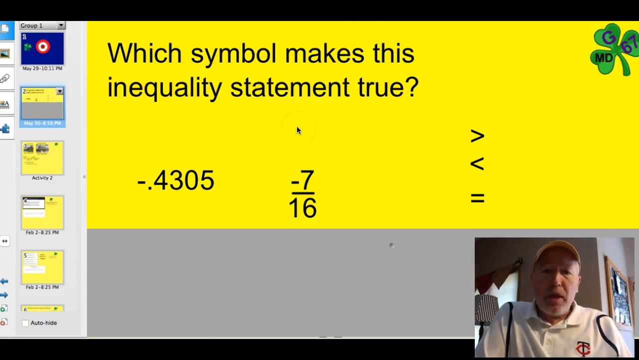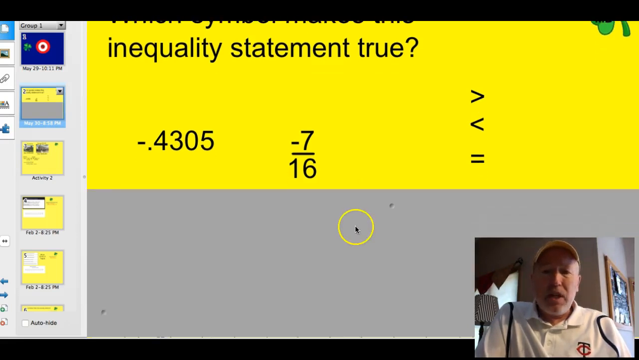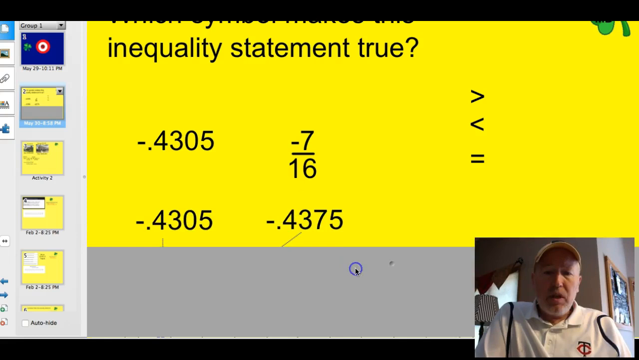So which symbol makes this inequality true? We got negative 0.4305 and we got negative 7/16. Yikes. Well, the first thing I do is I just change these into decimals. And so this one as a decimal is negative 43.05, just like it's written. And this one, when you convert 7 divided by 16, you're going to get 43.75, and then you add the negative, because the whole thing is negative, not just the numerator, the whole thing.